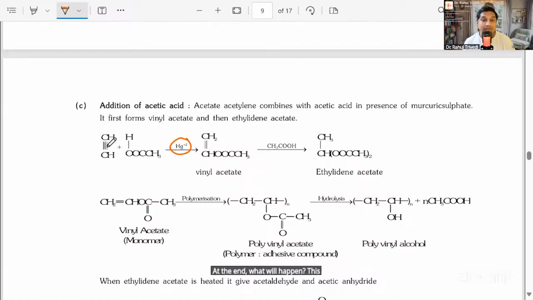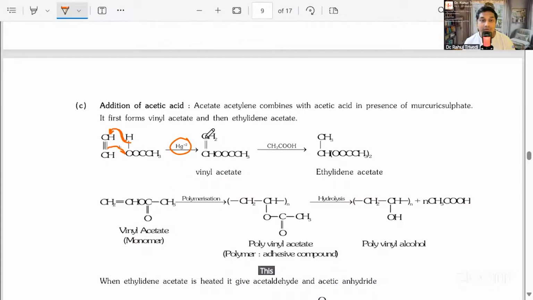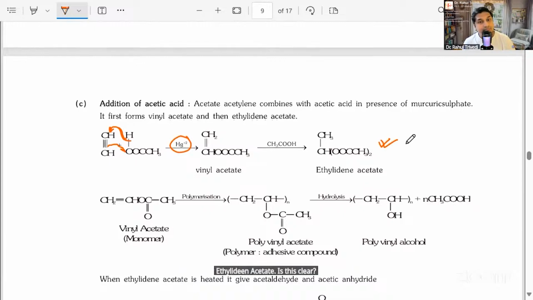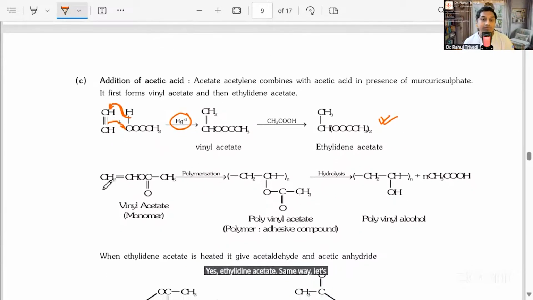This is given to connect with oxygen. Yes. And this side, hydrogen leaves and connects here. Good. This becomes double bond CH2, O is connected here. Ethylidene acetate. Is this clear? Yes. Ethylidene acetate.